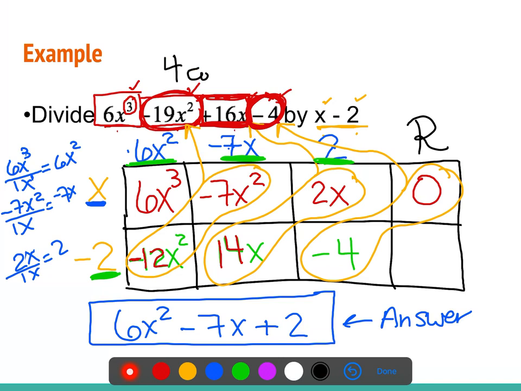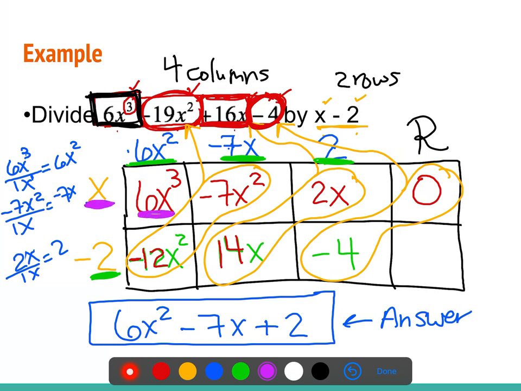Right about now, you're probably going, what on earth did you just do? Well, that's a good question. First thing I did is I started with drawing the box. So we have to have the box. This is 4 columns, because there's 4 terms, and 2 rows, because there's 2 terms. Then I started with placing 6x cubed in the top box.